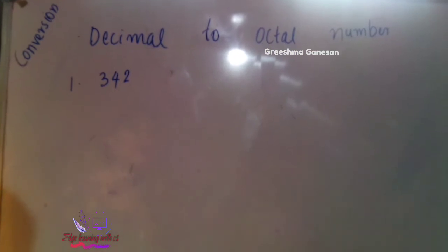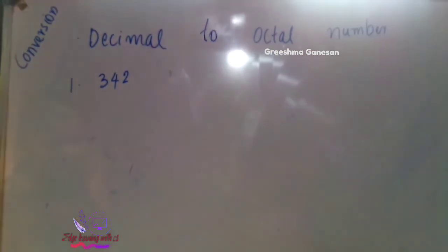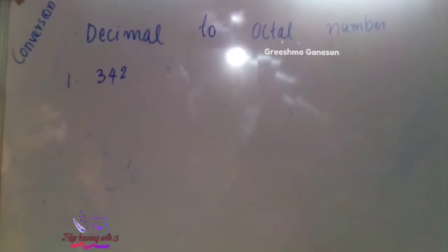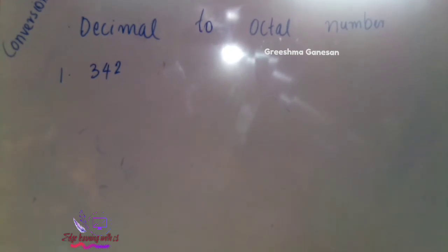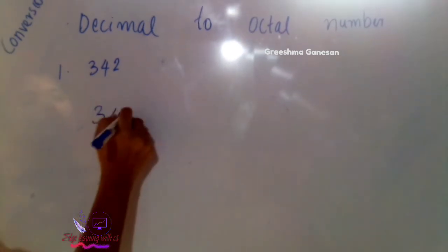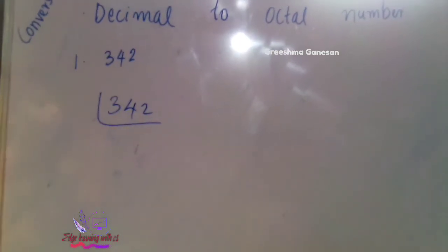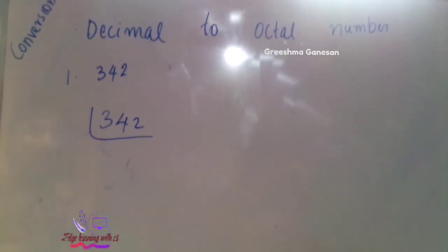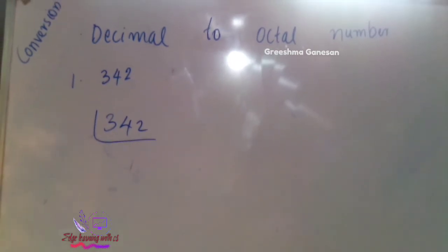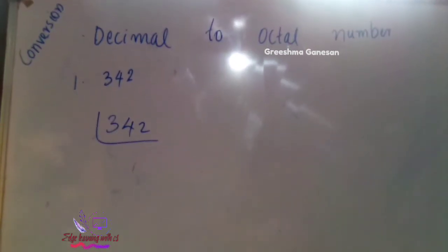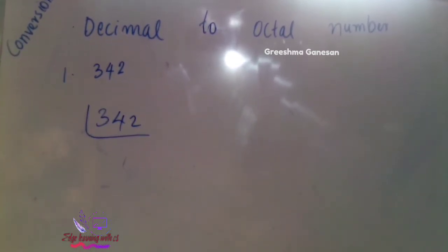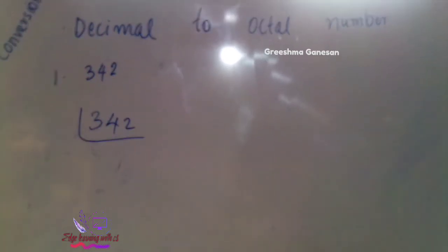The next kind of conversion is decimal to octal number. So we have a number 342. Just rewrite it. Then you have to divide this number continuously by 8 until you get a quotient which will be less than 8.